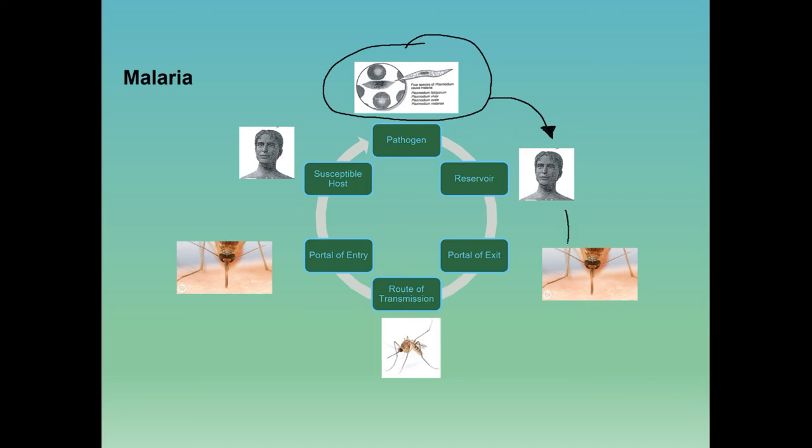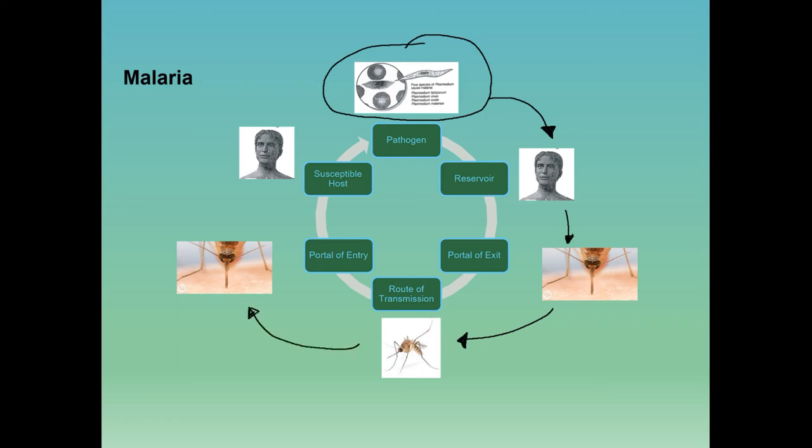Now the portal of exit would be the skin. It would be a break in the skin through the mosquito's suction pipe, whatever that's called. I can't think of it off the top of my head. And the route of transmission obviously would be a vector, because that's what we're doing. It's vector-borne transmission.